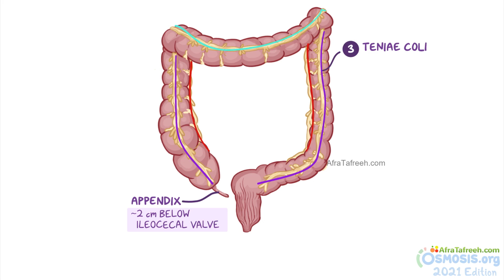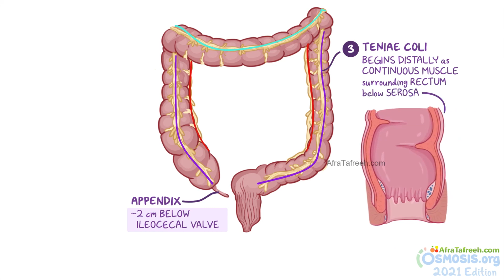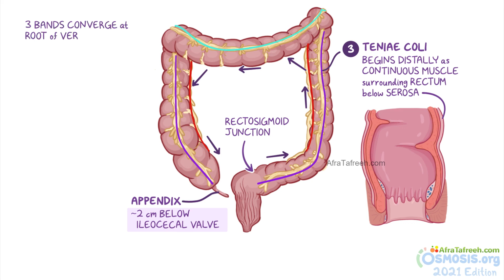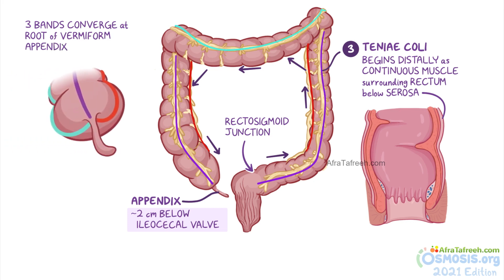The Taenia coli begin distally as a continuous layer of longitudinal muscle that surrounds the rectum below the serosa. At the rectosigmoid junction, this muscular layer forms 3 distinct longitudinal bands that can be seen on the external surface of the colon. These 3 bands continue proximally along the colon where they converge at the root of the vermiform appendix, so by following these Taenia coli to the cecal base, the appendix can be identified. When in doubt, search for the Taenia coli.